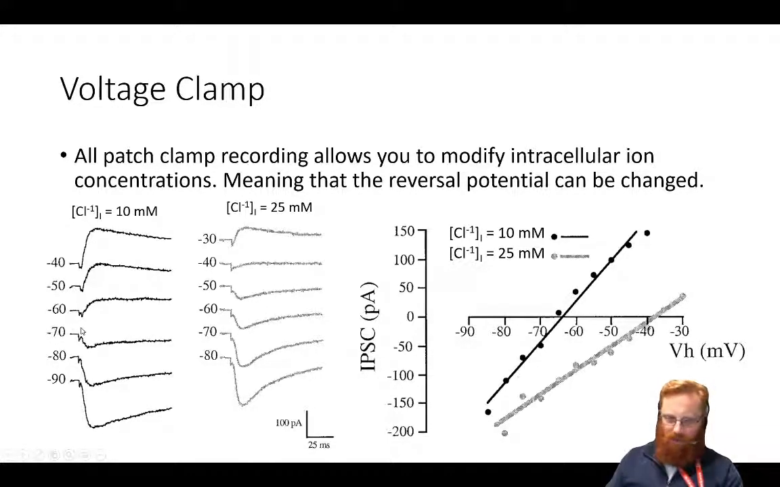It must be about minus 65, and so that's plotted over here, and bing, bing, bing, there's the line going through minus 65. When we increase the chloride inside the cell, meaning the chloride doesn't want to go into the cell as much, the equilibrium potential is now at minus 40.